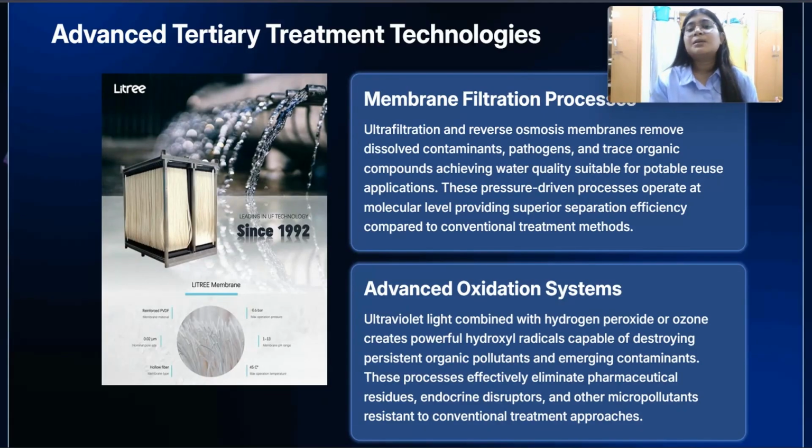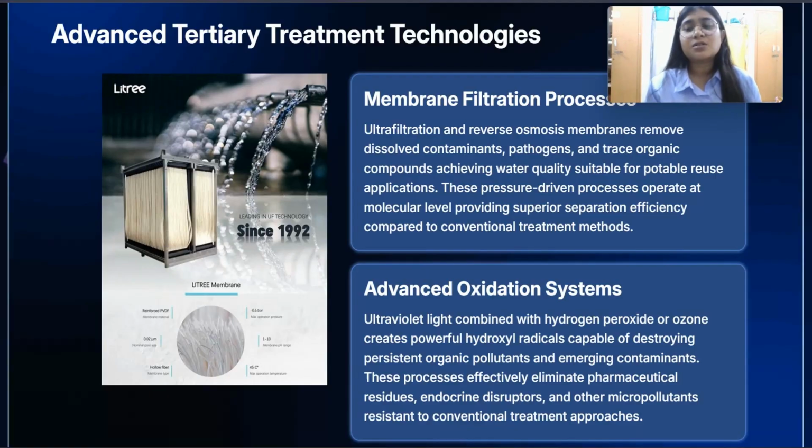In membrane filtration processes, ultrafiltration and reverse osmosis membranes remove dissolved contaminants, pathogens, and trace organic compounds, achieving water quality suitable and potable for reuse applications. So we all know that all our water filtration systems come with the ultrafiltration and reverse osmosis system. We all are familiar with the RO system.